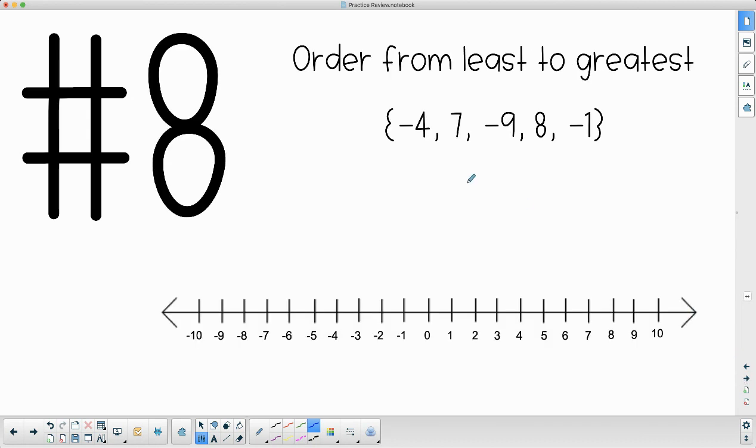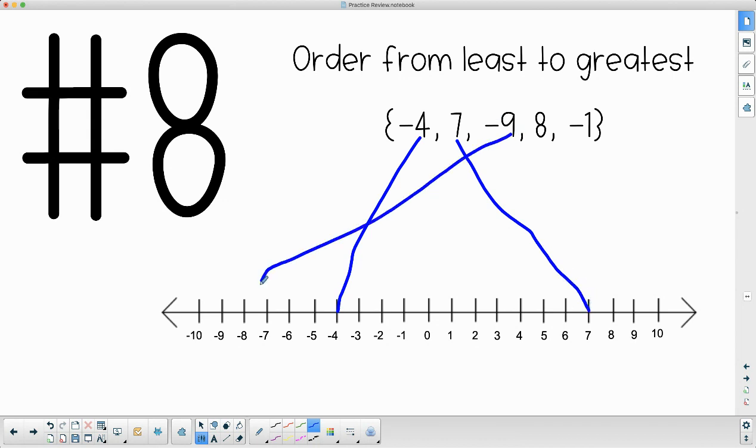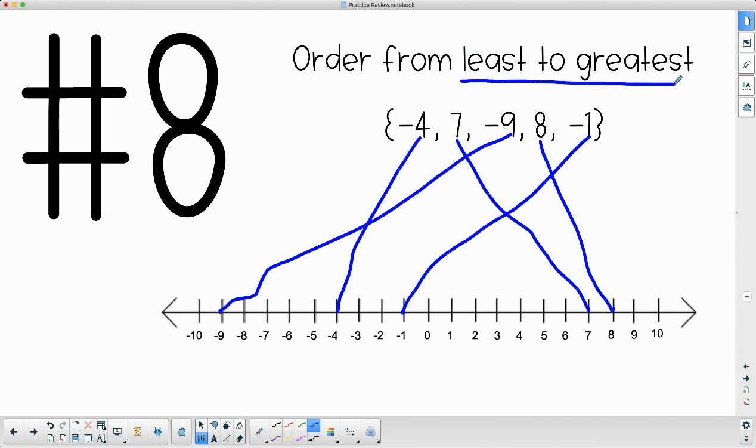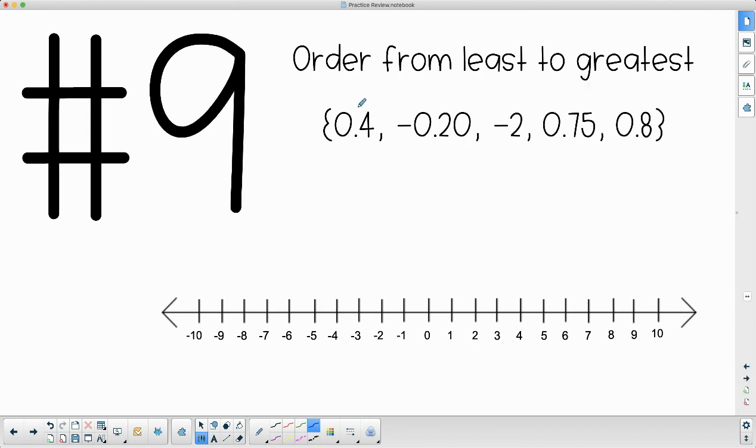Number 8 wants us to put these in order. So we've got -4 here. We've got 7 here. -9. Oh, that was a crazy line. We've got 8 here. And then we've got -1 here. So it wants us to put them in order from least to greatest. So we're going to start over here at the left and just work our way over to the right, getting bigger each time.